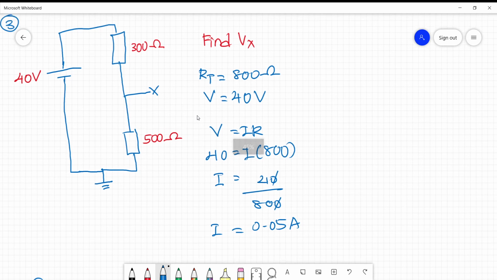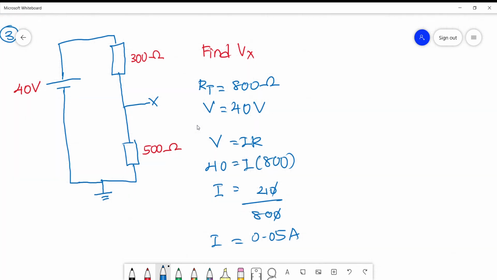Our question is to find the electric potential at Vx. We only have one path, which is this path.